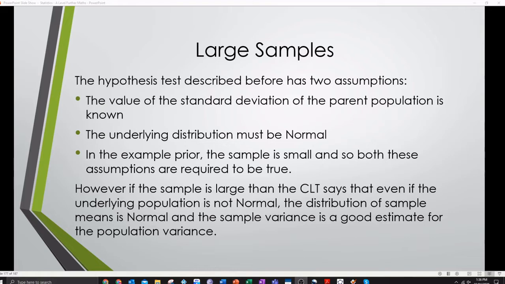So in the hypothesis test in the last example, we had two assumptions: that the value of the standard deviation of the parent population is known, and the underlying distribution must be normal. Okay, the sample is small, and so both these assumptions are required to be true. Yeah, using the central limit theorem in the previous chapter, chapter 8. But if the sample is large, then the CLT, the central limit theorem, says that even if the underlying population is not normal, the distribution of sample means is normal, and the sample variance is a good estimate for the population variance.